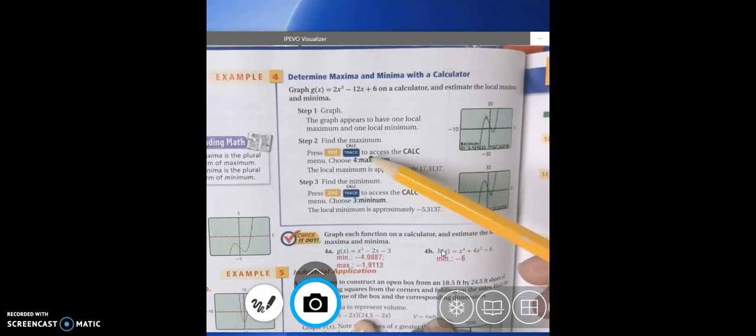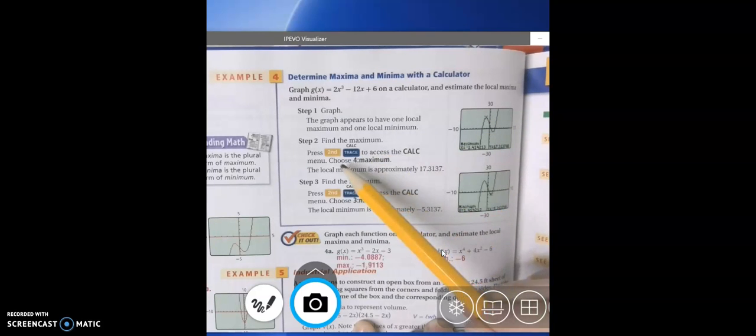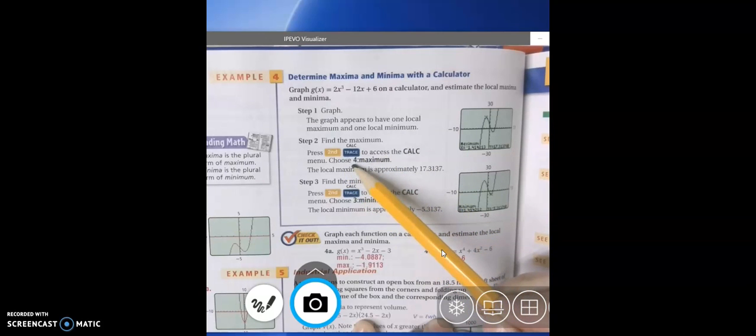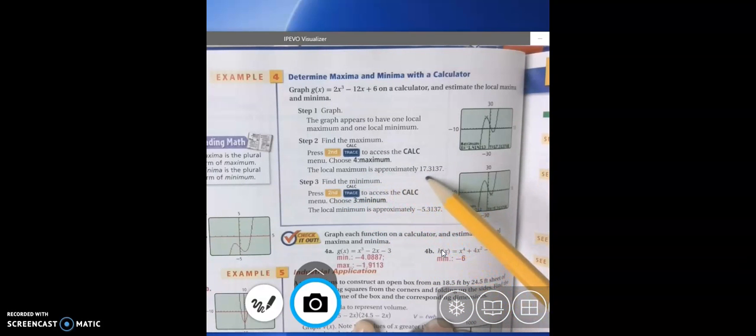So step 2, now we're going to find the maximum. If you press second and then trace on your calculator, you access the calc menu, then you're going to choose 4 and then maximum. And this tells you the local maximum. So the local maximum is approximately 17.3137. That's this point here.